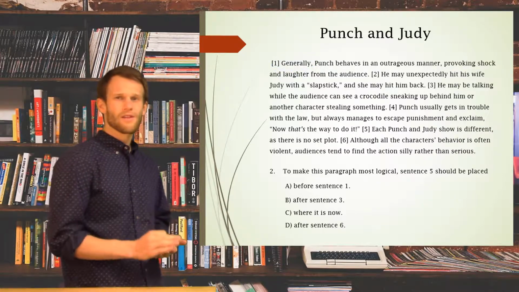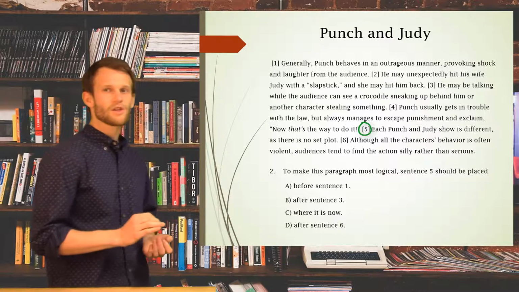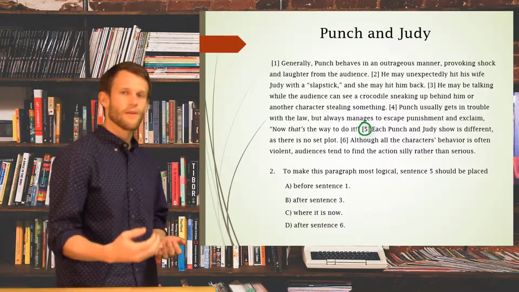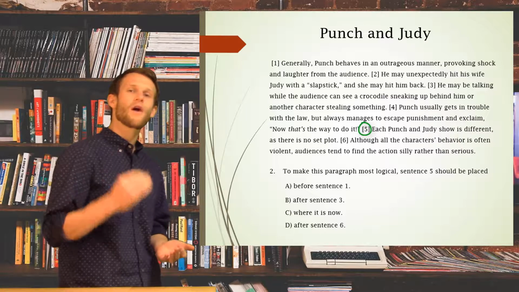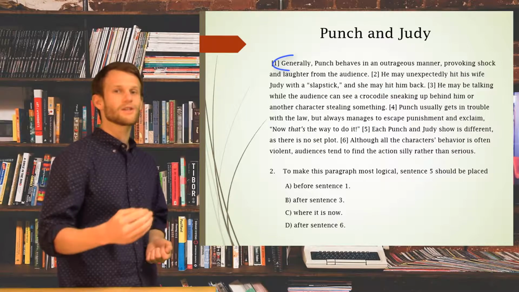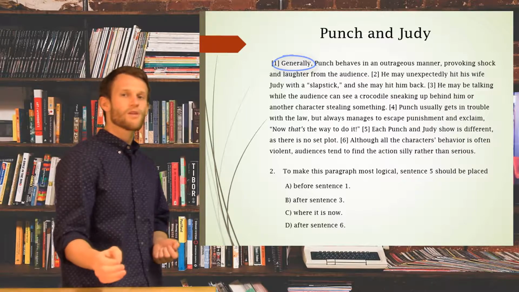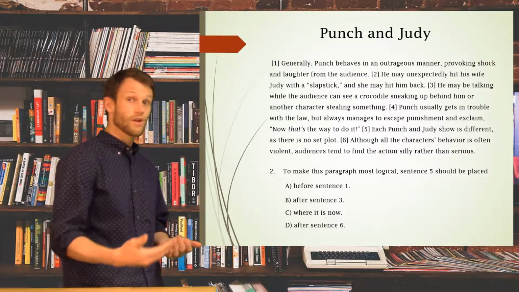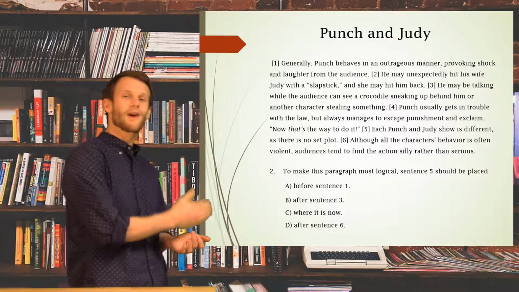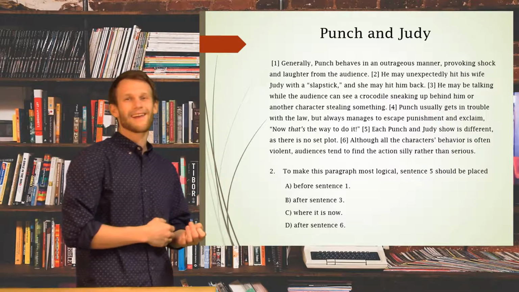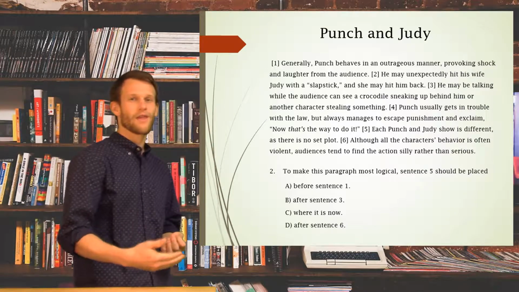Now when we look at sentence 5, we see that each Punch and Judy show is different as there is no set plot. So it makes sense to follow that sentence with the statement "generally" and then give some common plot features. What we're saying here in the intro, or what is currently sentence 5 but will become the intro shortly, is that every show is different and there's no set plot.